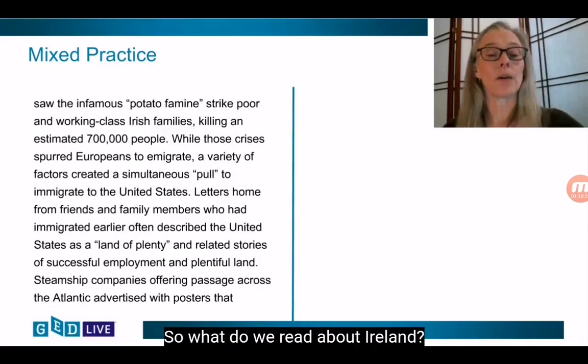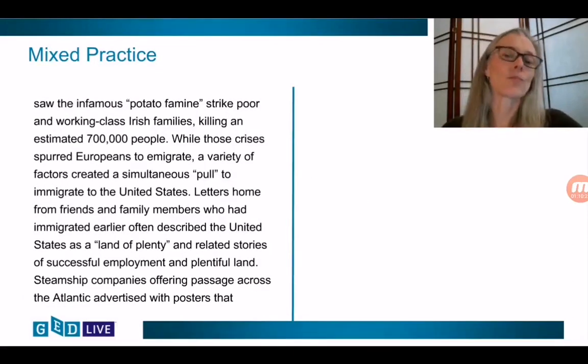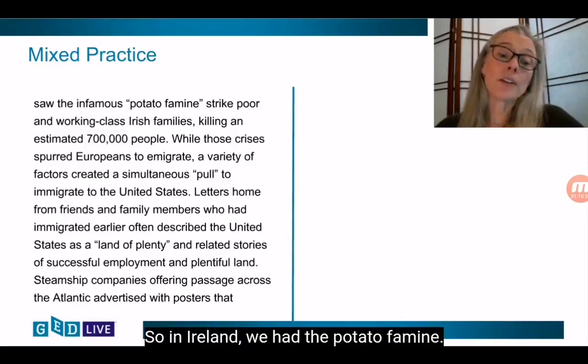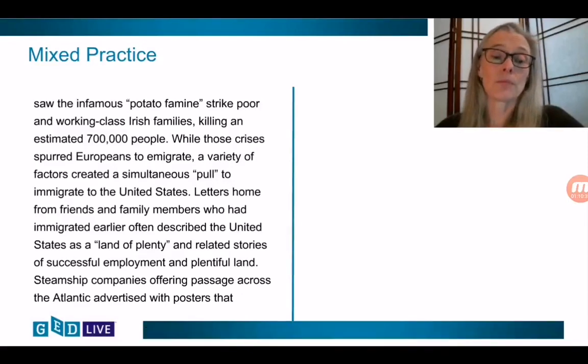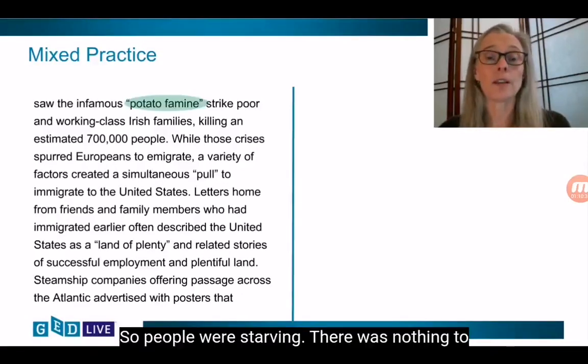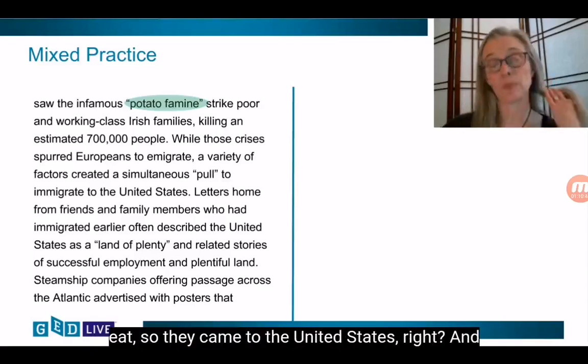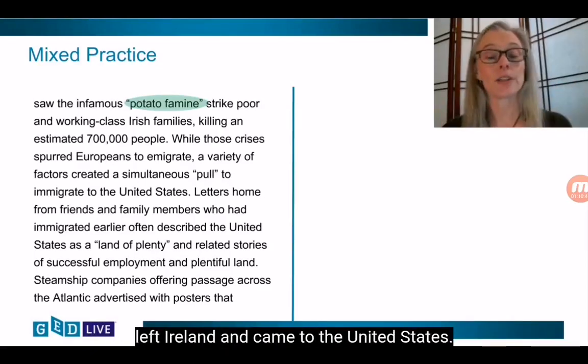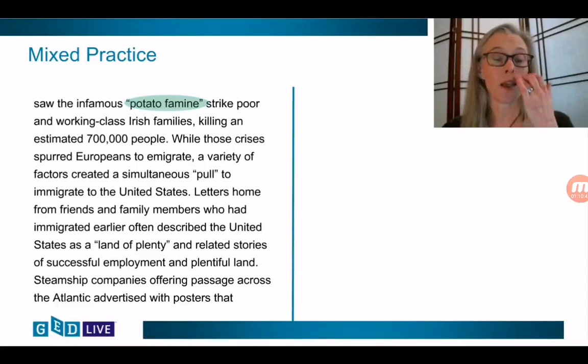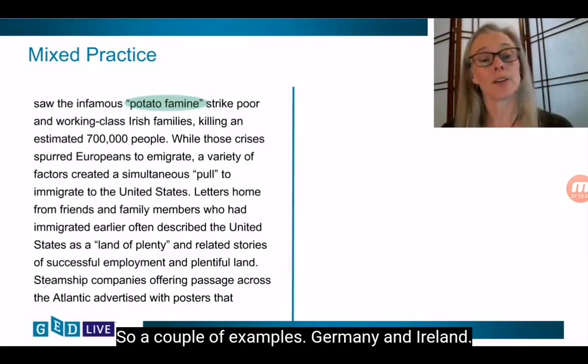So what do we read about Ireland? Pause, come back when you're ready. So in Ireland, we had the potato famine. Right? So people were starving. There was nothing to eat. So they came to the United States, right? They left Ireland, came to the United States. So a couple of examples, Germany and Ireland.